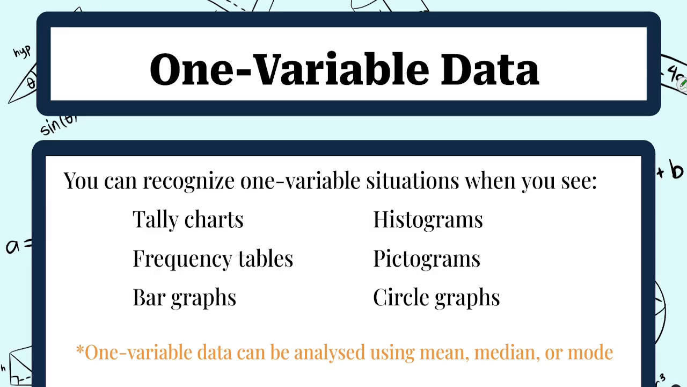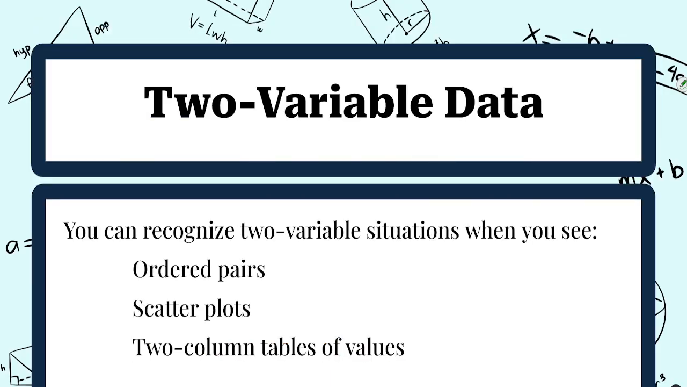You can recognize 1 variable situations when you see tally charts, frequency tables, bar graphs that we talked about, histograms, pictograms, circle graphs, all of these we just finished looking at. These are one variable data, and they can be analyzed using mean, median, or mode, which we talked about. On the other hand, we have two variable data. You can recognize two variable situations when you see ordered pairs, scatter plots, and two column tables of values. So today's lesson, lesson 8 scatter plots, we're looking at two variable data.